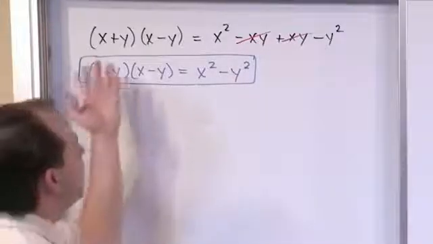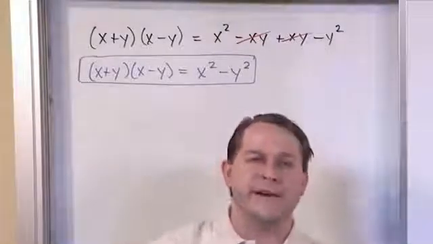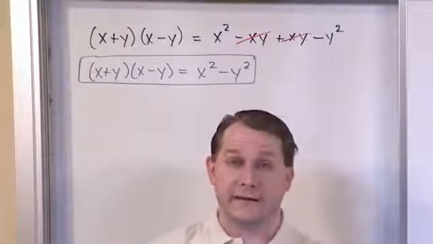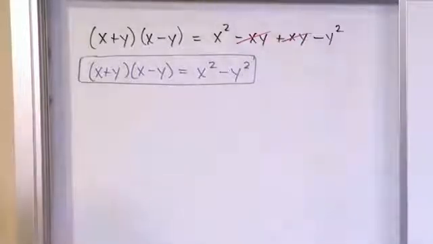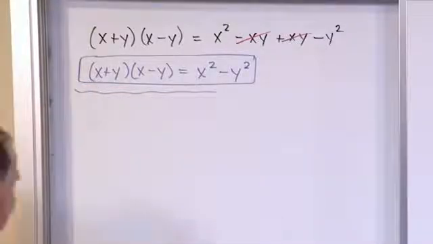So even though I showed you by multiplication, when you go the reverse way, you're basically factoring, and when you see a difference of two squares, you can always write it like this. So let's leave it on the board and do a couple of examples, and I'll show you how you could apply this to problems where you have to factor something.